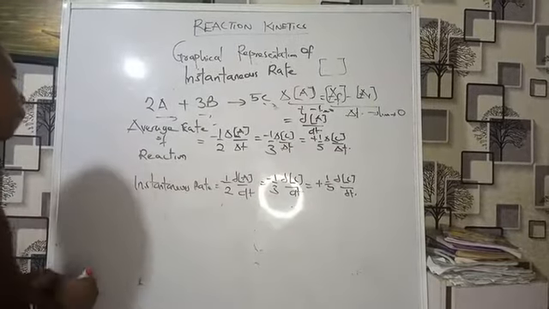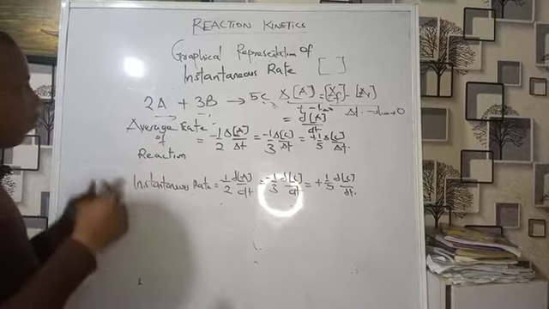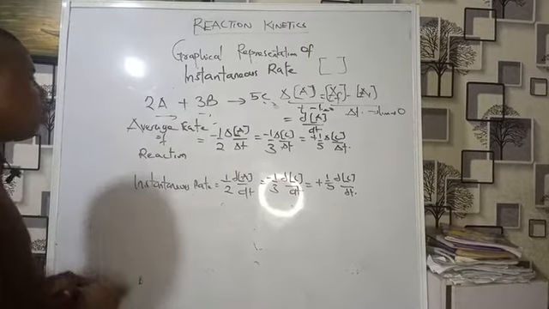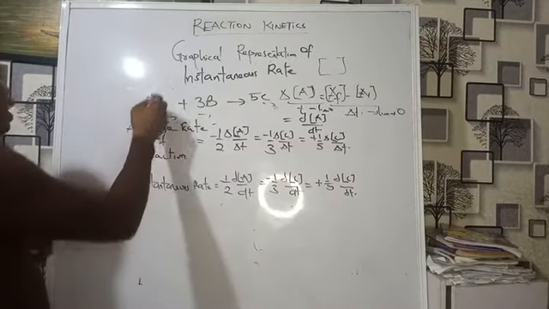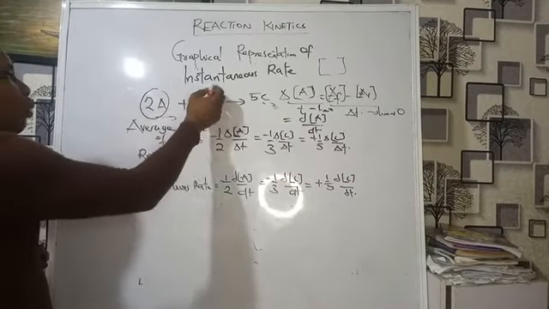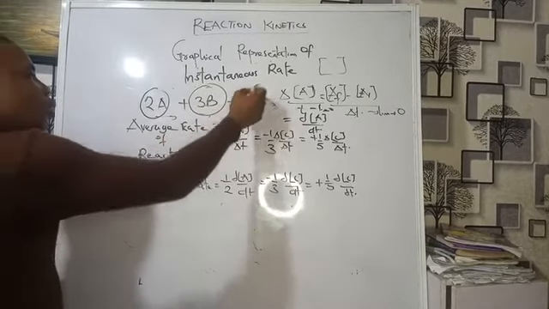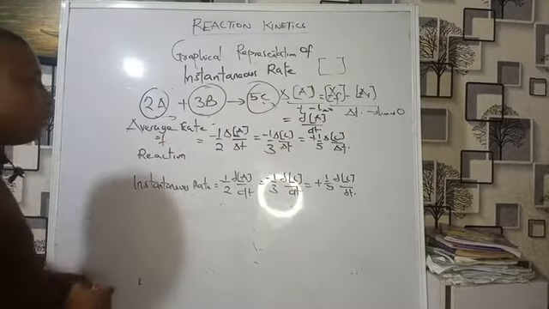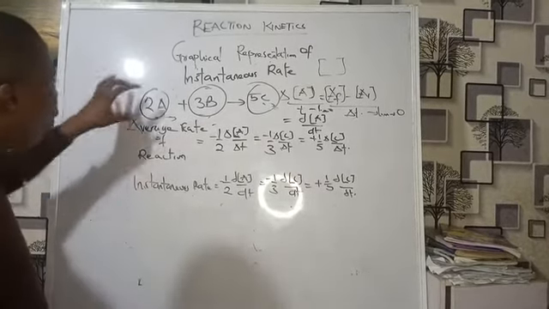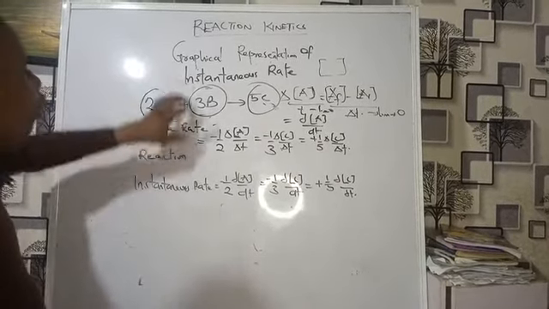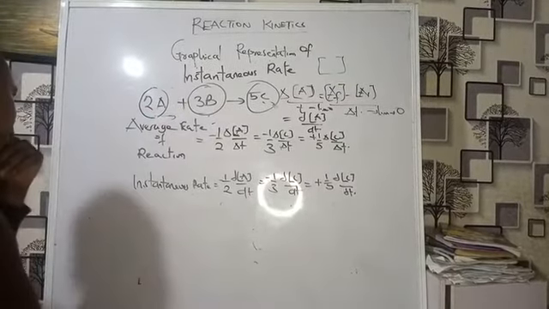Now, average rate. What's the average rate of reaction? For something to be rate of reaction, for it to be equal to each other, the rate of disappearance of A must be equal to rate of disappearance of B must be equal to rate of appearance of C. It's very important. For rate of reaction to be equal to each other, the rate of disappearance of A must be equal to the rate of disappearance of B must be equal to the rate of appearance of C.